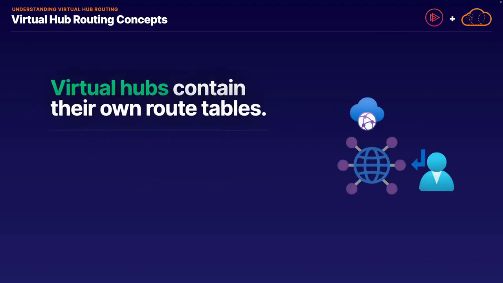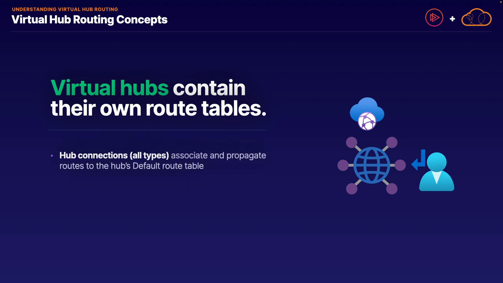Starting off with the high-level concepts of virtual hub routing, the first thing you need to know is that virtual hubs within a virtual WAN implementation each contain their own built-in route tables. In other words, each hub has its own routing tables used to navigate connections. Additionally, our hub connections, which include both virtual network and hybrid connections, all automatically associate and propagate their own network routes to the hub's default route table. We'll expand more on that here in just a second. And in addition to our default route tables, you also have the ability to create static or custom routes to your virtual hubs as well.